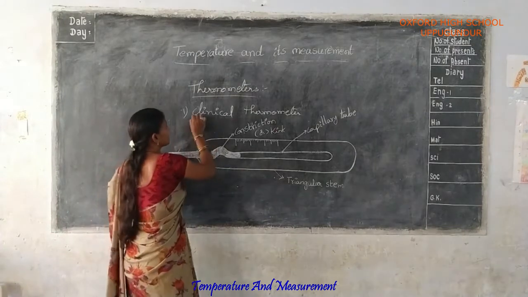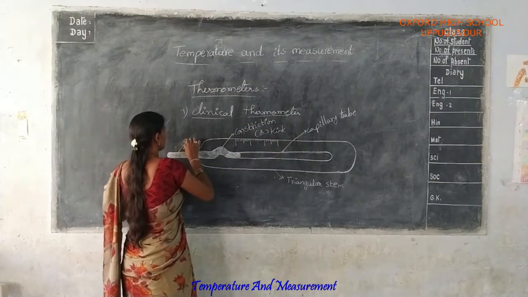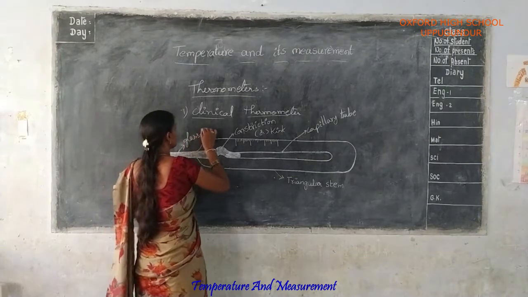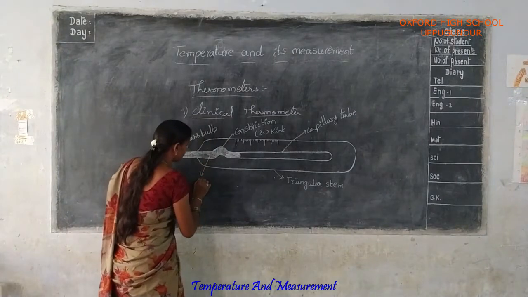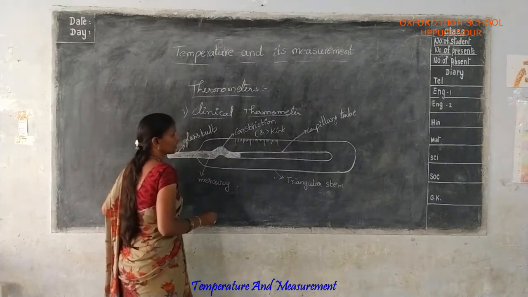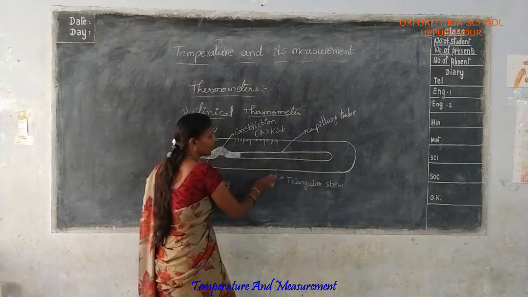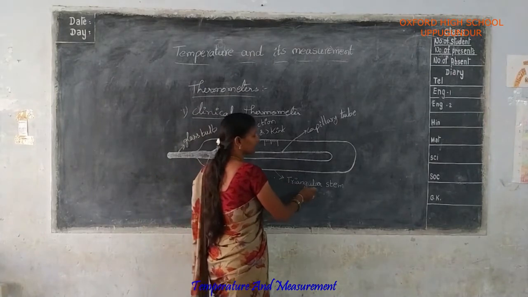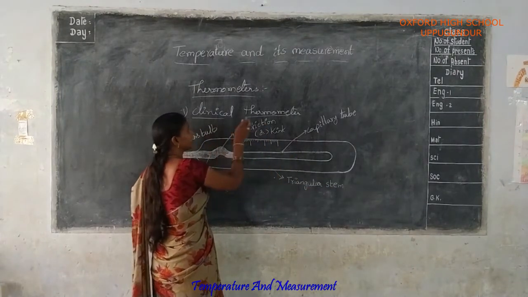So now discussing the clinical thermometer. So this is the glass bulb. This one is mercury. Okay, and this is the capillary tube, and this one is the triangular stream, and this is the main important part in a clinical thermometer.